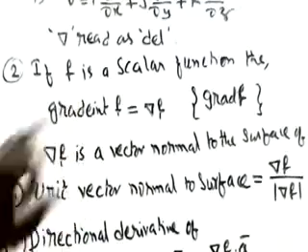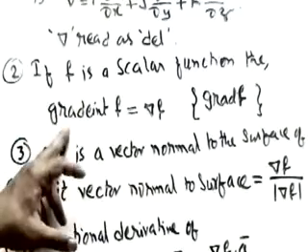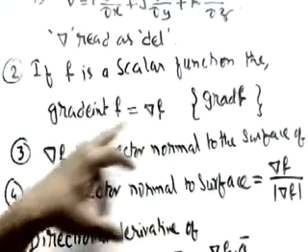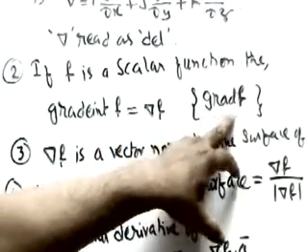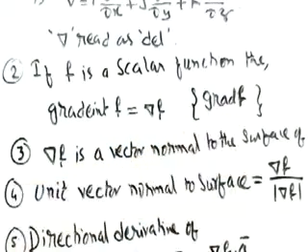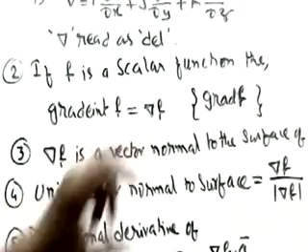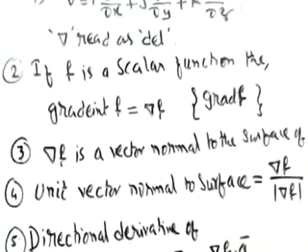Now the next formula is, see here, if f is a scalar function, some function on a field, then gradient f is defined as del f. Gradient f is defined as del f. Shortly it is written as grad f, gradient f. So the formula of gradient f will be del f. How to solve the questions? Let me see in the questions. Just remember by heart: gradient f is del f.